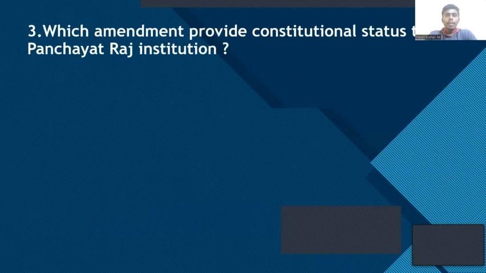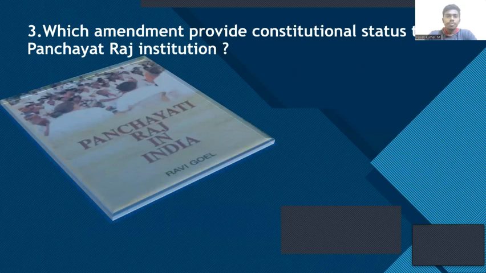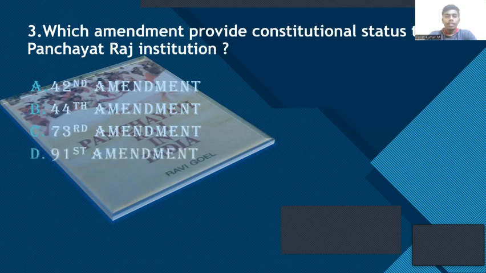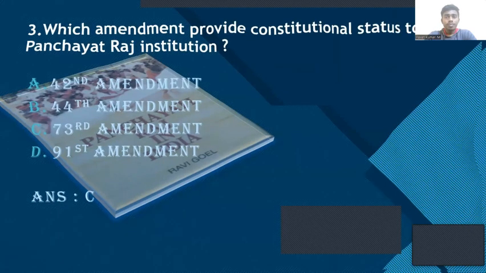Coming to the next question, which amendment provided constitutional status to Panchayati Raj institutions? Options are option A 42nd Amendment, option B 44th Amendment, option C 73rd Amendment, and option D 91st Amendment. So the answer will be option C, 73rd Amendment.